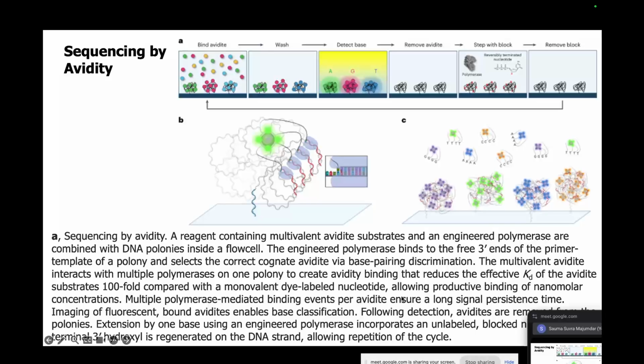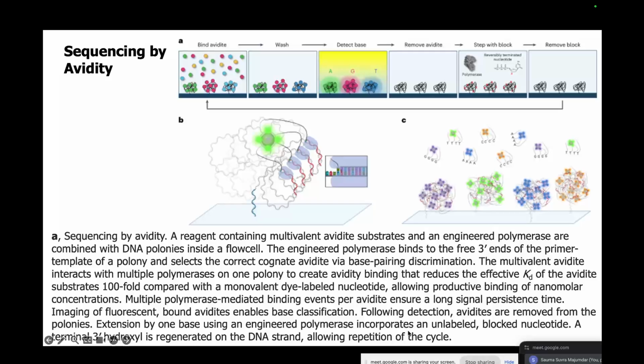Yeah, this also ensures a long, consistent signal persistence time. After this, these substrates will generate fluorescence, which will be captured by the imager, and then base detection will follow. And following the detection, avidites are removed from the polonies. Extension by one base using an engineered polymerase incorporates an unlabeled block nucleotide, and then a terminal 3' hydroxyl is regenerated on the strand, allowing the repetition of the cycle.